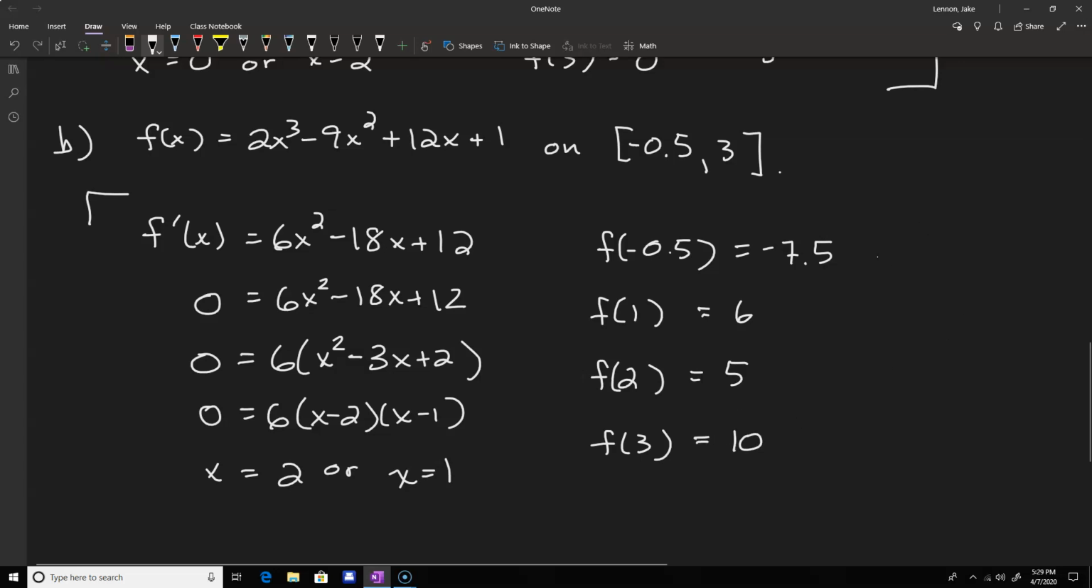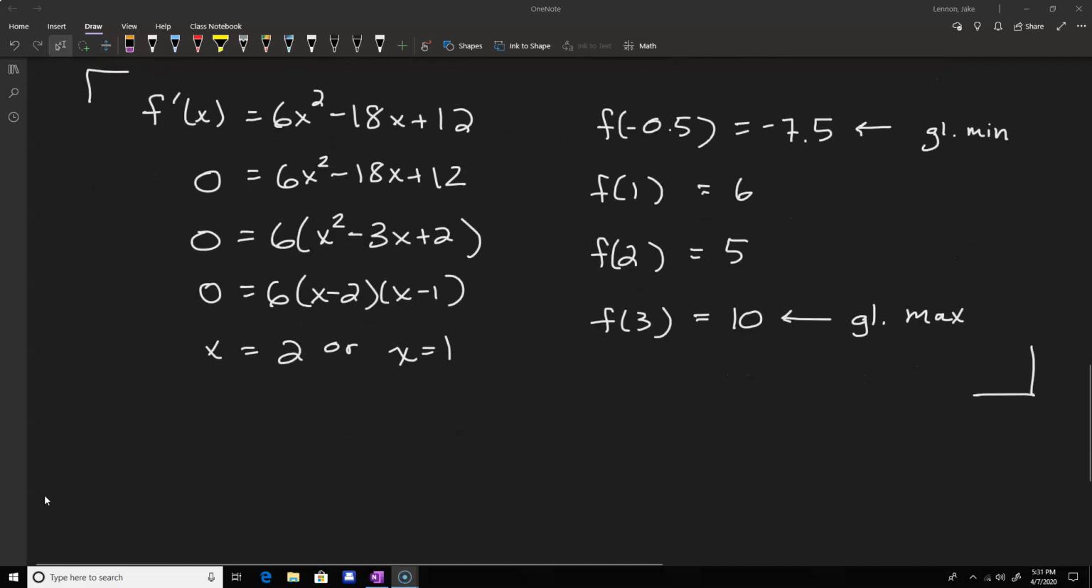So comparing the y values, the smallest y value is negative 7.5. So this would be our global min. And the largest y value is 10, so that would be the global max. And that's all there is to it on these problems. Nothing too tricky.